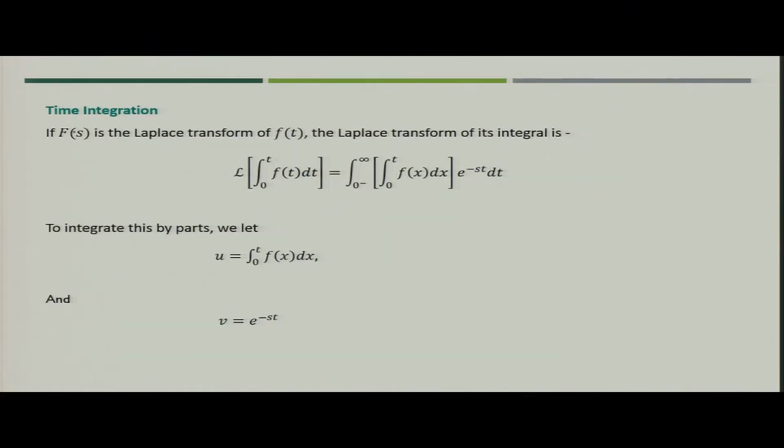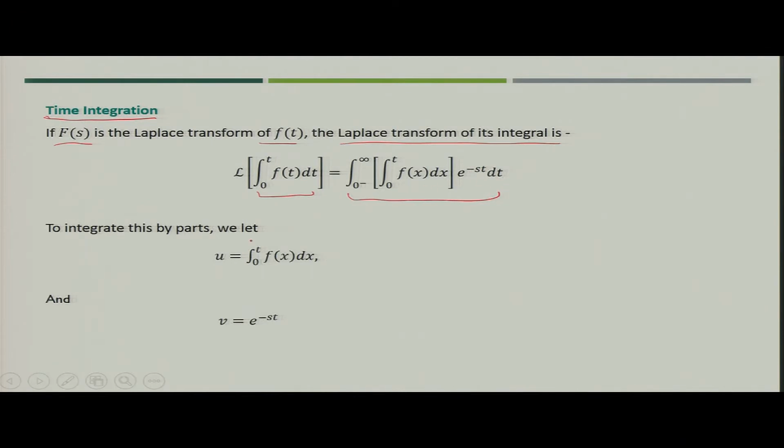Now, let us talk about the time integration. Now, if F(s) is the Laplace transform of f(t), then let us find the Laplace transform of its integral. So, let us take the function that is now integral of f(t) dt. When you use the standard definition of Laplace transform, this will be the integration between 0 to infinity, where the function is here the integral from 0 to t of f(x) dx, multiplied by e to the power minus st dt.